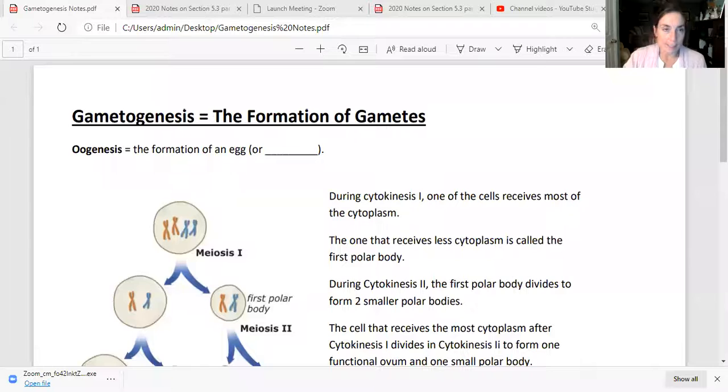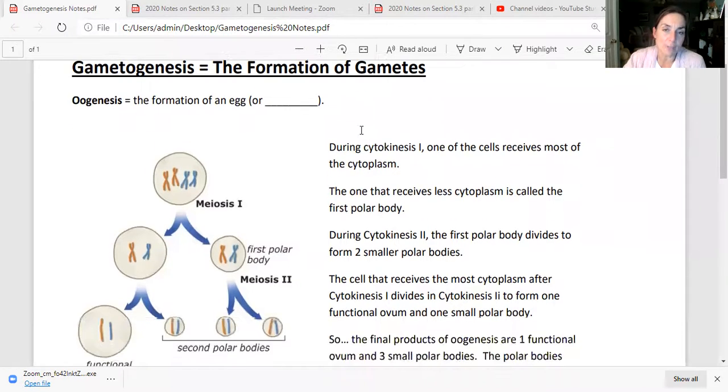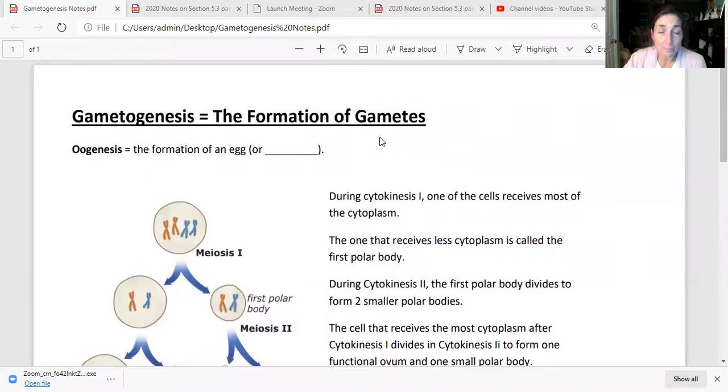So I'm going to show you the diagrams that are from your book, and this note sheet is on your Canvas page. There's really very little for you to fill out because I mostly just wanted you to have what was in the book in a summarized form. So first of all, this formation of gametes, which is the result of meiosis, the fancy name for that is gametogenesis, so the making of gametes.